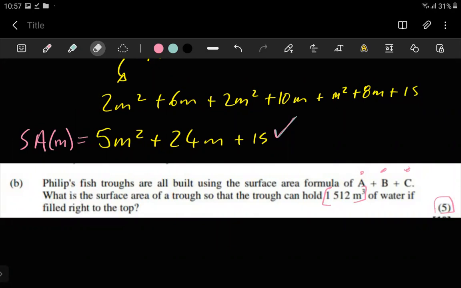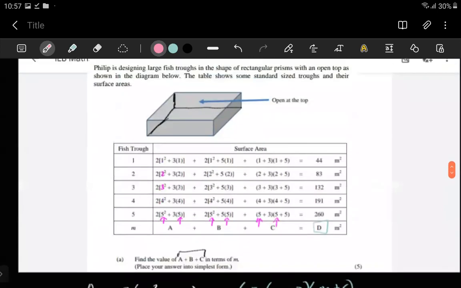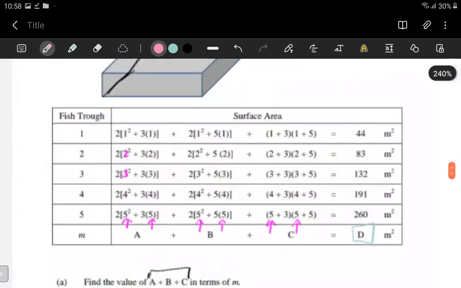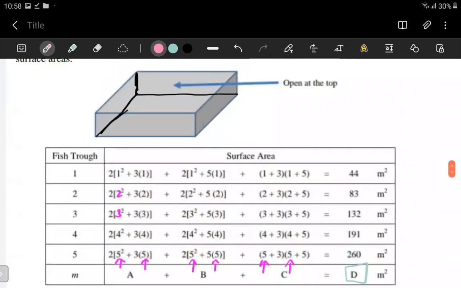So here we're now reading again, right? It says the Phillips fish troughs are all built using the surface area formula. As we saw, we have that formula. Now with that formula, they said, what is the surface area of a trough so that the trough can hold this? So this is volume, you see, because of the M cubed there. So they've given us a volume of water if it is filled right to the top. This is quite interesting because they've given us the volume of the water, and because of that, we have to be creative here.